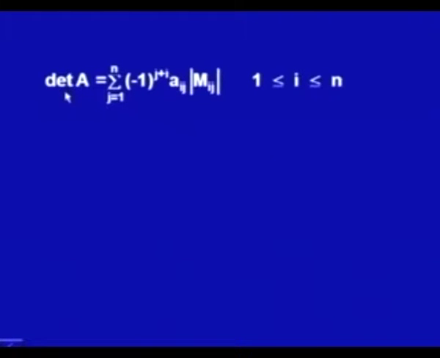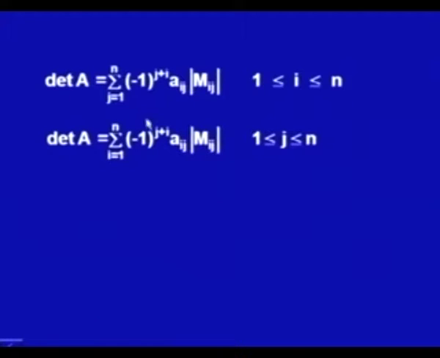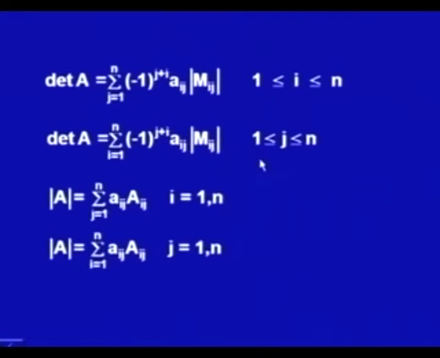Then we define determinant A as the summation of minus 1 raised to power i plus j, a ij, minor M ij. M ij denotes the minor, which we defined in the last lecture, and this definition can be applied to any row or any column. This way we define a determinant in terms of lower order matrix determinants. This is true for the ith row, this definition can be applied to any row, while this definition can be applied to any column. The result is determinant A.